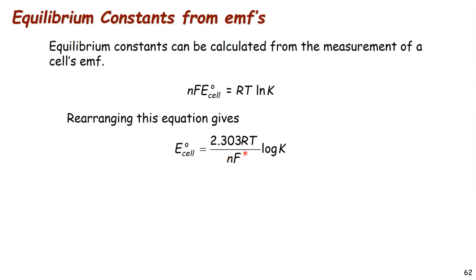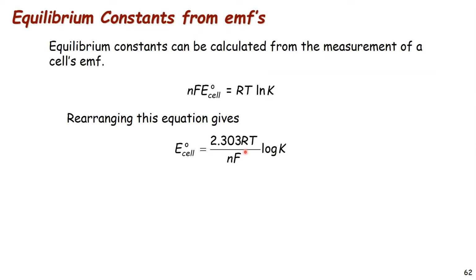Now, this 2.3 comes from converting the natural log to the log. I'm not going to get into the details of that, but by the properties of logs, going from a log base e to log base 10, we simply multiply by 2.303.